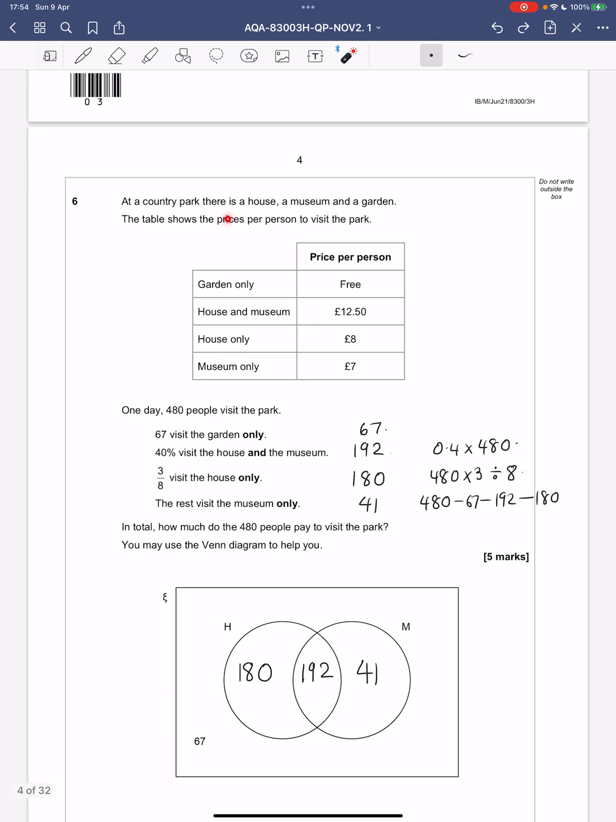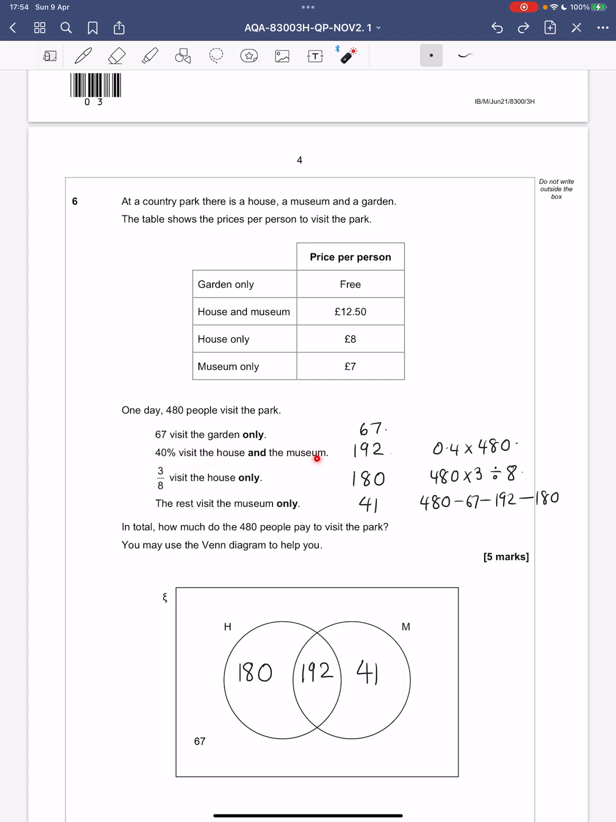Right, number 6. At a country park, there's a house, a museum and a garden. The table shows the prices per person to visit the park. So here. So one day, 480, house and museum, £12.50. House only 8, museum only 7, garden only is free. One day, 480 people visit the park, and it fills into this diagram here. 67 visit the garden only. So this is house, this is museum, so garden is out here.